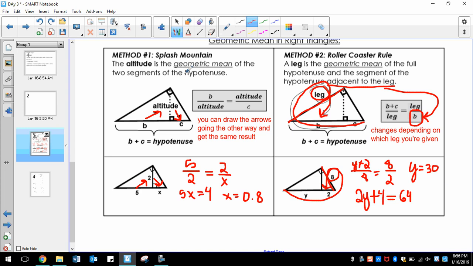All right, so definitely this one's simpler to work with. This one I know can be complicated. If that little illustration I was drawing with the roller coaster doesn't work for you, then you can just ignore it. You can just memorize this rule, how it's full hypotenuse over the leg equals leg over the section closest to the leg. Memorize that and move on. That's totally fine too. All right, so that's just the basics of understanding those.